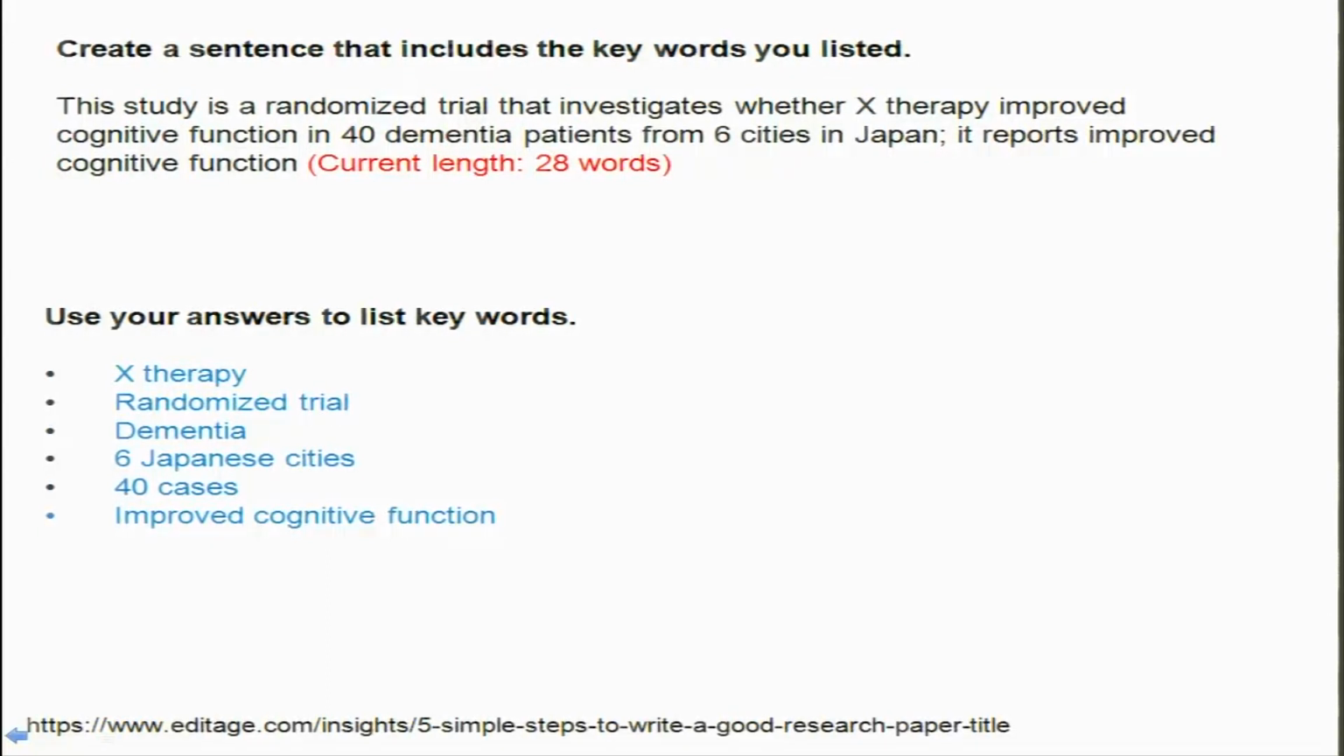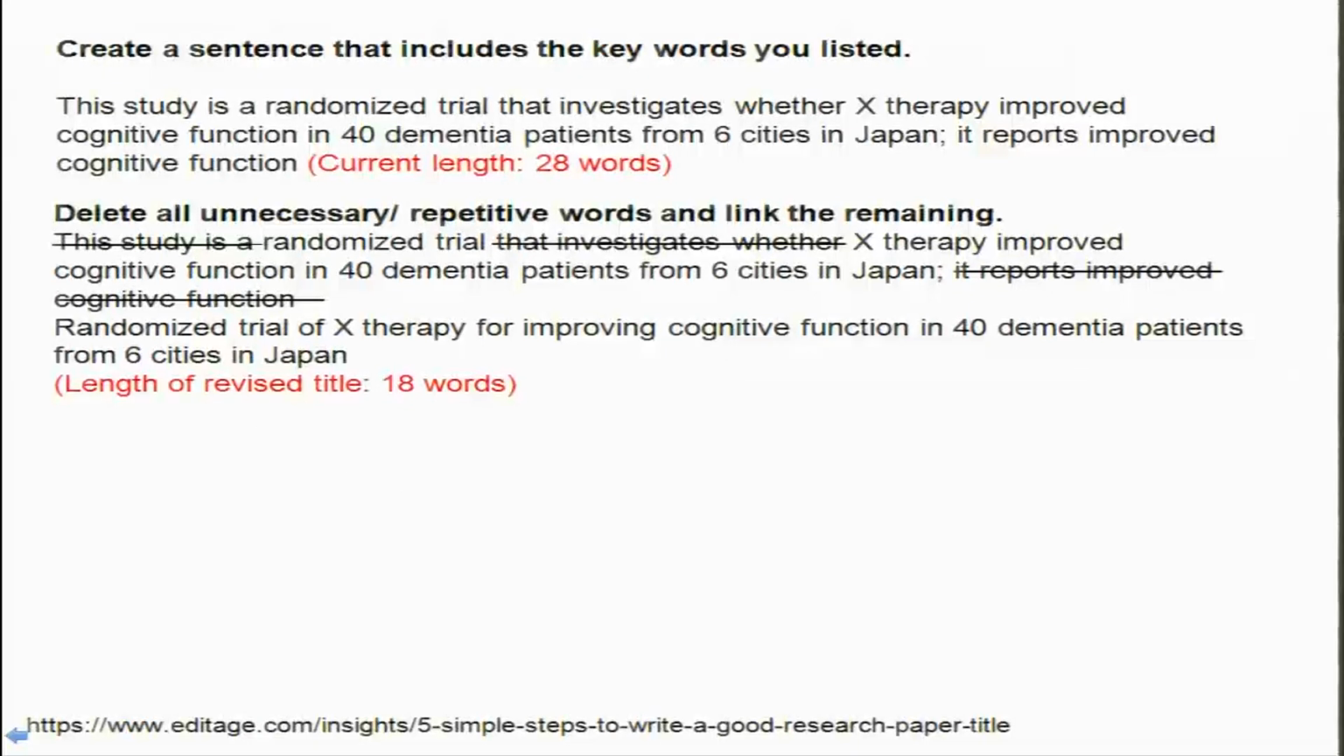Now it's long, 28 words. It's too long, and this would certainly not be a good title for any research paper. So what you should do next, you should remove all unnecessary repetitive words. Even if you remove, then you see the rest of them, if I put together, does it convey, right? And that's what you have to look at.